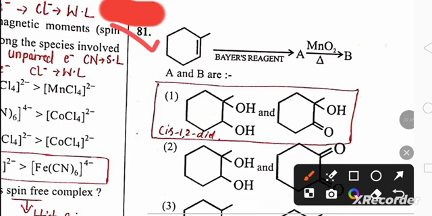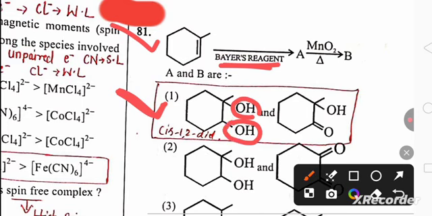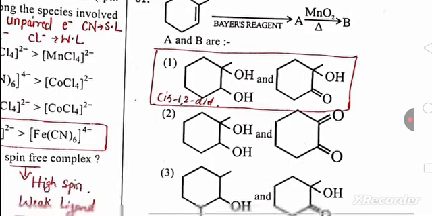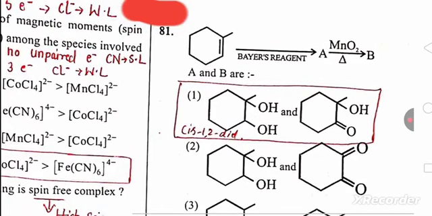2-methyl cyclohexene on reacting with Baeyer's reagent will form cis-1,2 diol. You will get diol, cis-1,2 diol. On treating with MnO2, it undergoes oxidation to produce one keto group as well as alcoholic group. So option 1 is the right answer for this question.